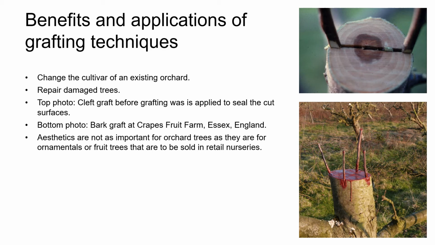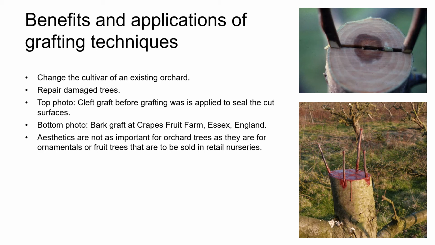Grafting also allows us to change the cultivar of an existing orchard. Let's say, for example, you have an orchard of Gala apples for which demand is falling because everyone wants Fuji. So instead of grubbing up the trees and replanting and starting from scratch, you can just cut back the existing trees to just below the original graft, then use a cleft graft or a bark graft that are shown in the photos here to change the orchard over to Fuji apples.